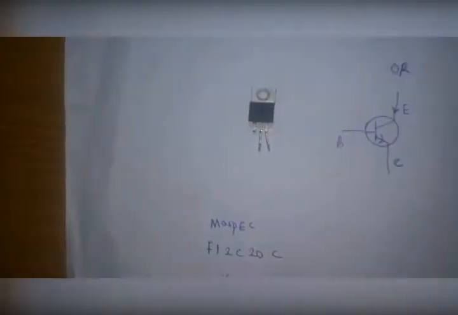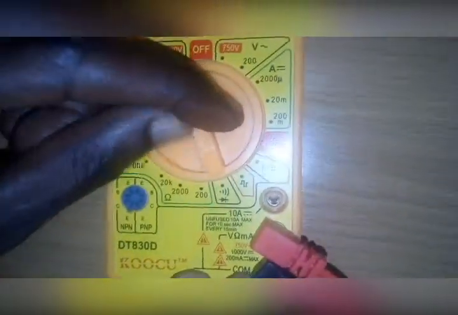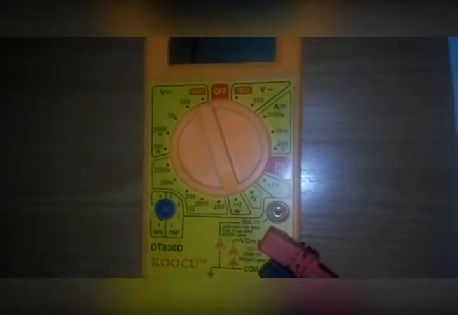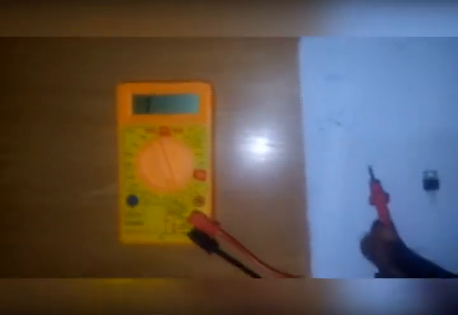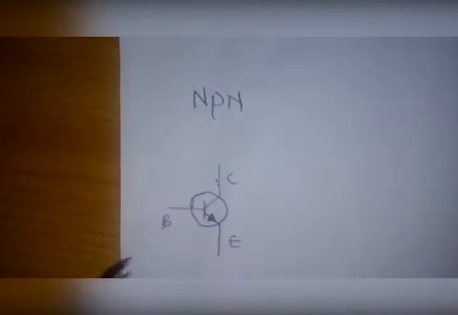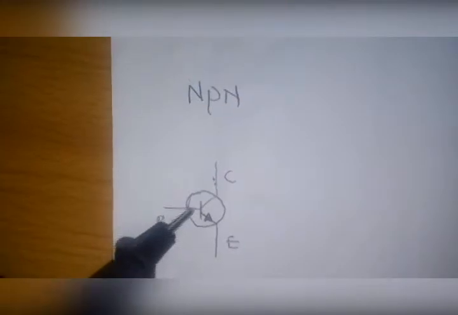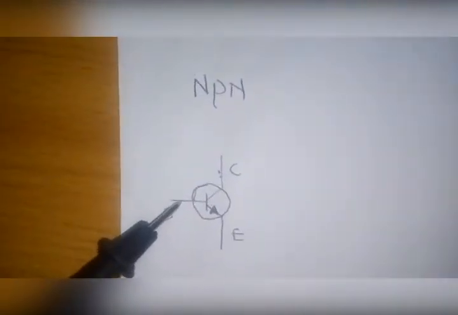So let me first use the circuit diagram to explain that. I'm going to turn my knob to the diode symbol as indicated on my multimeter. By the time I turn my knob to diode, I'll go back to the NPN transistor. I'm going to touch one leg of my probe, as you can see, at the base, then the other leg will be at the collector.